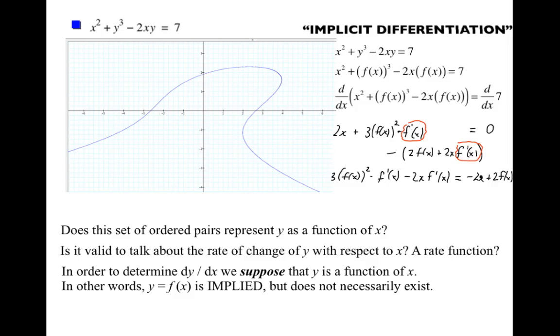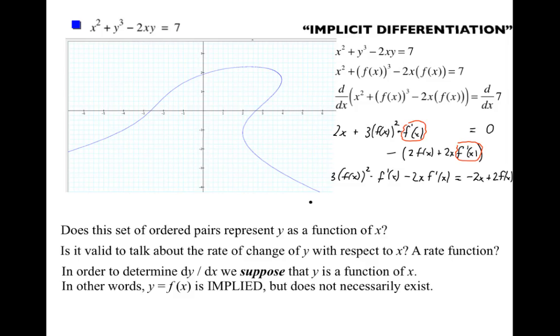Did I do the math right? If I make an algebra mistake, please speak up. But I think that's right. Okay, so what now? Again, what's our goal? f prime of x equals a function of x and y. So what are we going to do?